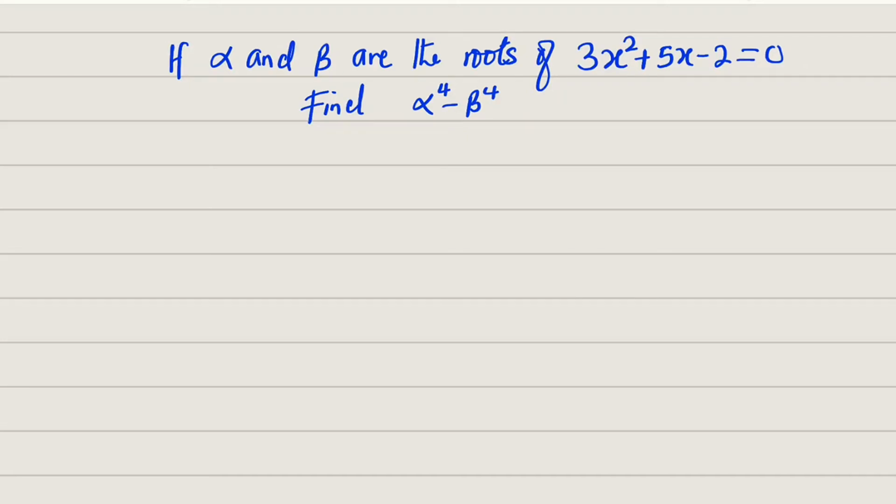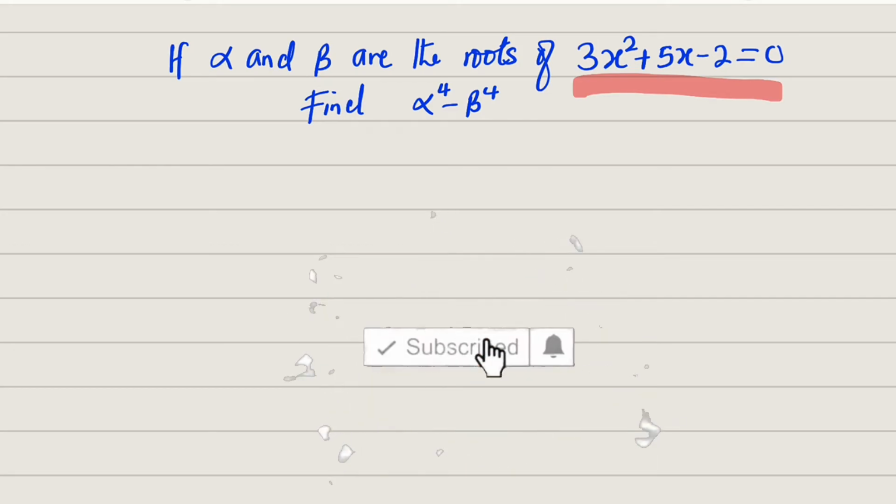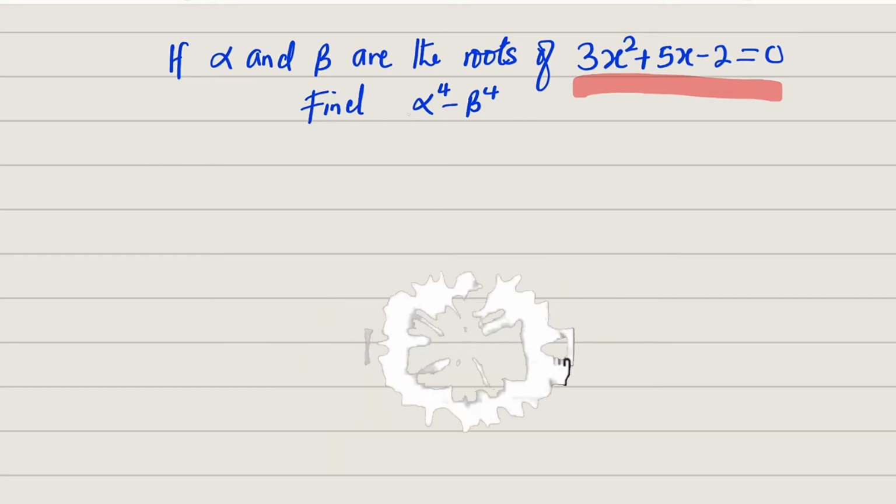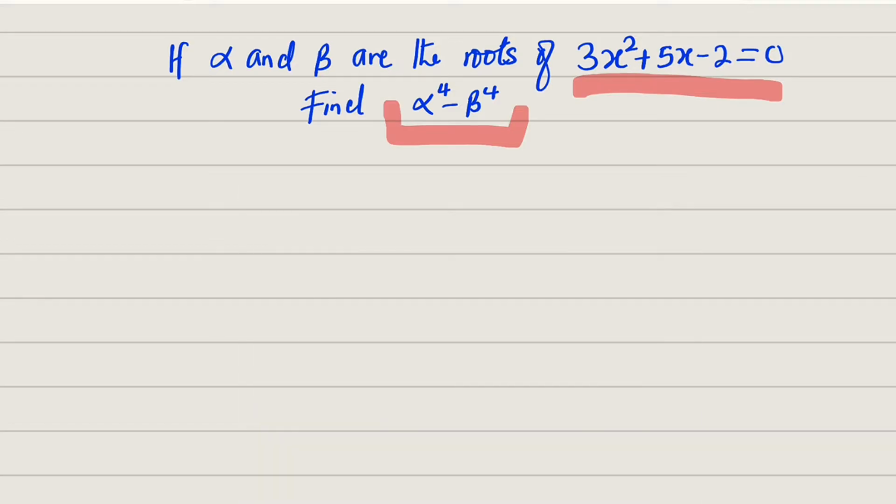Hello, good morning viewers. In this tutorial, we want to find a solution to one of the symmetrical functions of quadratic roots, which is alpha to the power of 4 minus beta to the power of 4. The question reads, if alpha and beta are the roots of this quadratic equation, 3x squared plus 5x minus 2 equal to 0, we want to find the value of this.